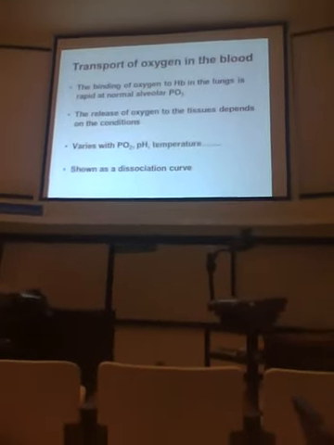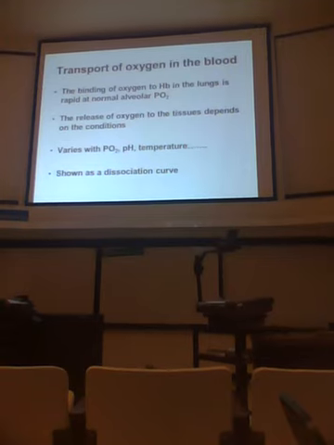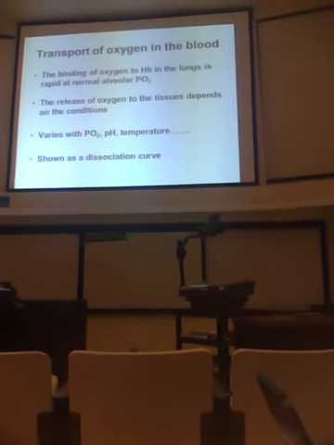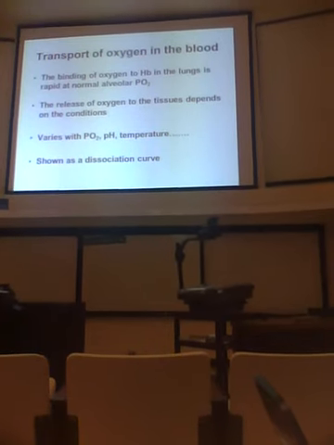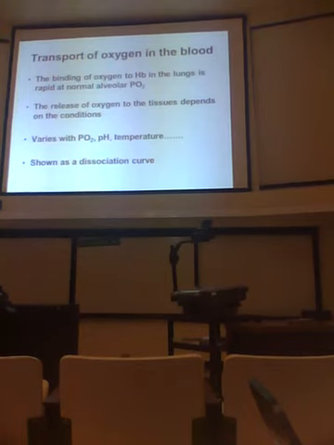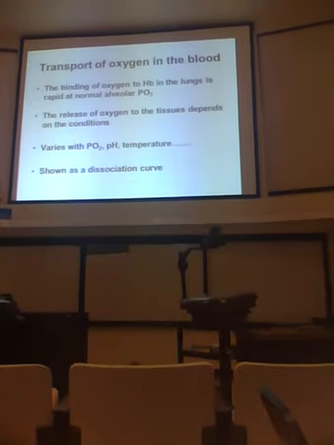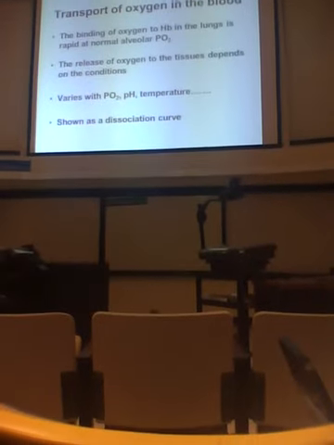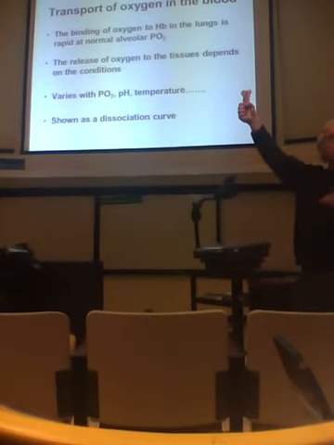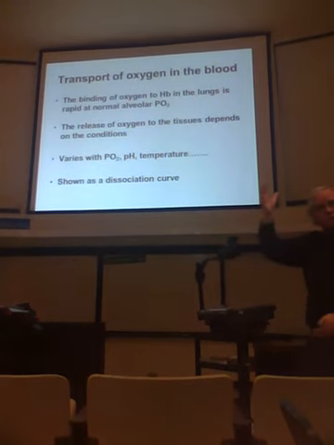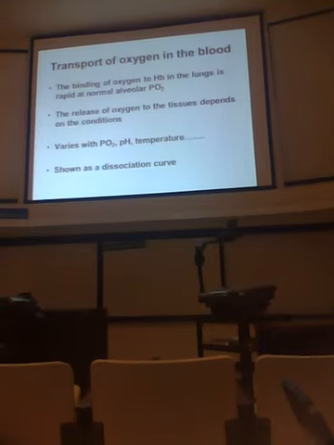Last slide today, just give it your attention. Here we go. Transport of oxygen in the blood. The binding of oxygen to hemoglobin in the lungs is rapid at normal alveolar PO2. The hemoglobin picks up the oxygen very rapidly. And the release of oxygen in the tissues: you pick it up in the lungs, circulate it to the tissues, and then you give it up. It depends on different conditions and varies with PO2, pH, and temperature. Here's our hemoglobin. In the tissues, you want the oxygen now, so the hemoglobin gives up its oxygen. That is what we're going to talk about next time, and you express that as what's called a dissociation curve.